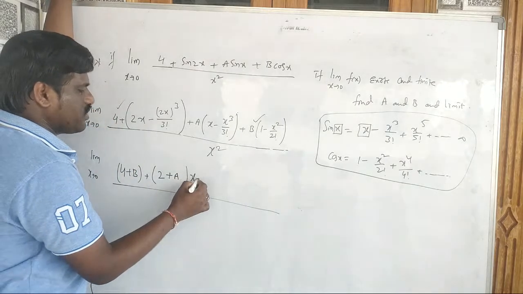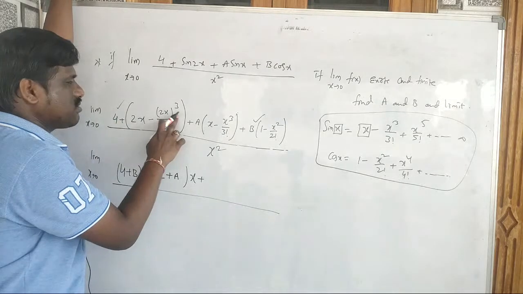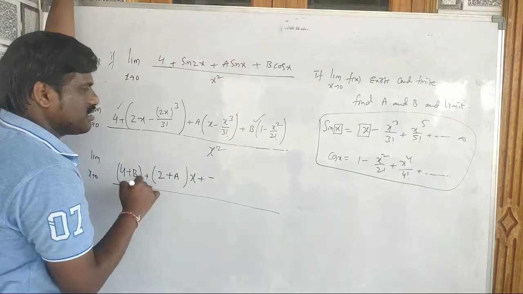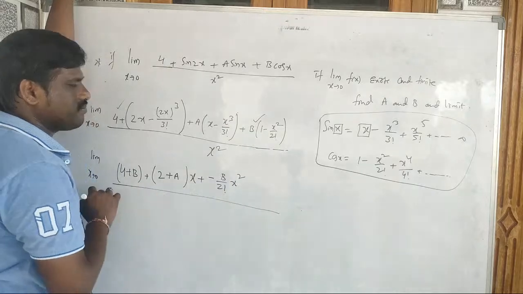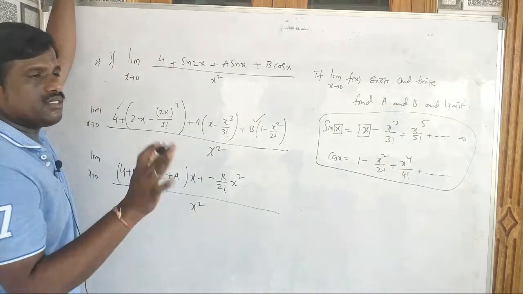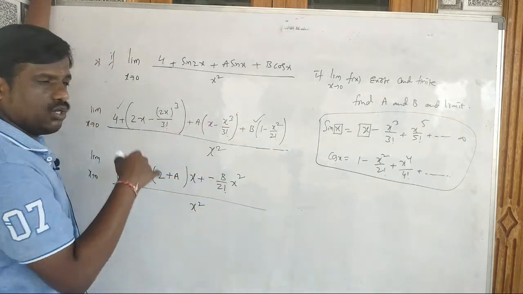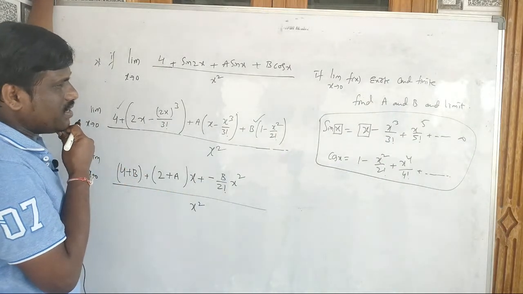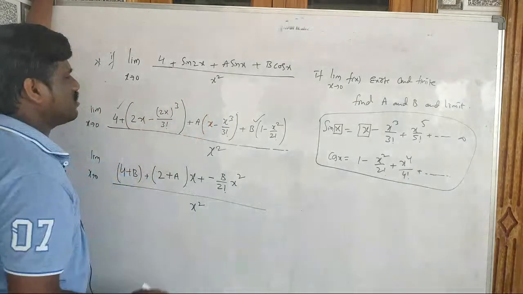Now the x square coefficients. Tell me, x square. Here x square is not there, here not there, here not there, here x square is there. So what do I get here? Minus b by 2 factorial into x square divided by x square. See, x cube terms are not required here, because x cube terms will go to 0. Correct? Did I write any mistake? Is it x square or x cube?